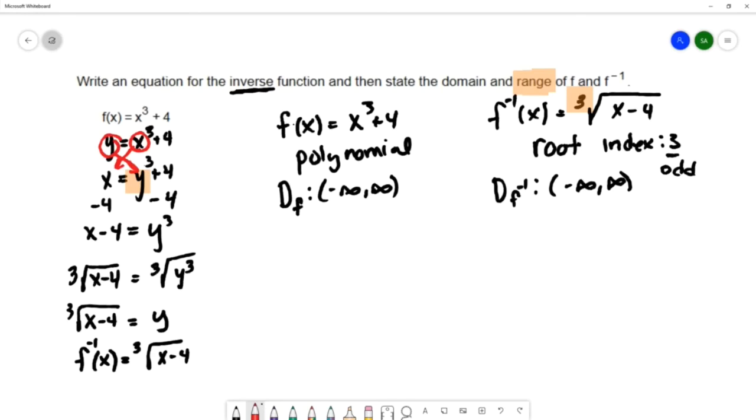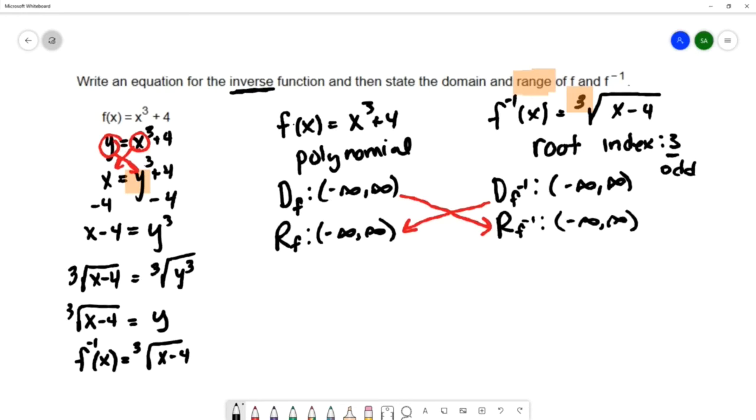So what that means is that I can use the domain of f inverse as the range of f, and I can use the domain of f as the range of f inverse. So we now know that the range of f is all real numbers, negative infinity to infinity, and the range of f inverse is all real numbers, negative infinity to infinity.